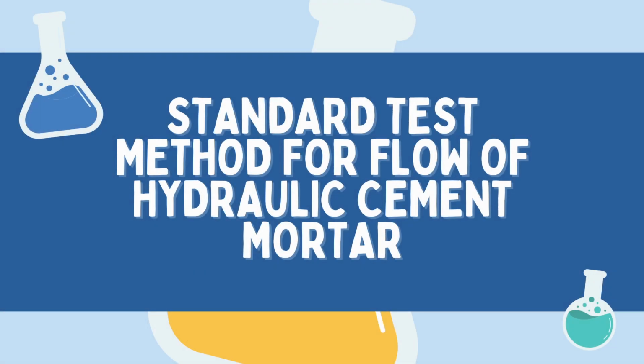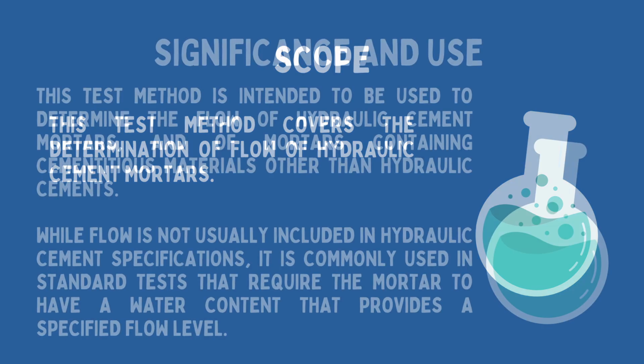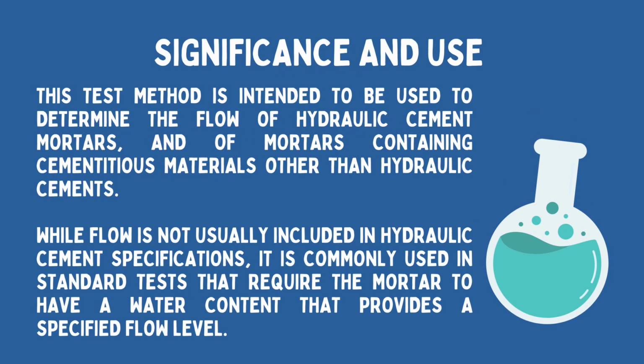Standard test method for flow of hydraulic cement mortar. This test method covers the determination of flow of hydraulic cement mortars. This test method is intended to be used to determine the flow of hydraulic cement mortars and of mortars containing cementitious materials other than hydraulic cements.